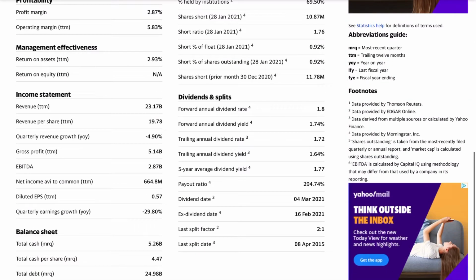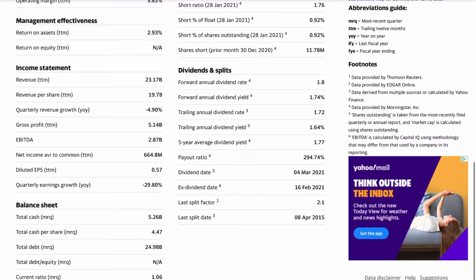The dividend, so again, I mentioned dividend earlier. For those of you who are interested in dividend investing, this is the area you'll want to spend some time on, just to understand if they have. So they have paid dividends historically. Their trailing annual dividend yield is 1.64%. Their forward annual dividend yield is 1.74%.